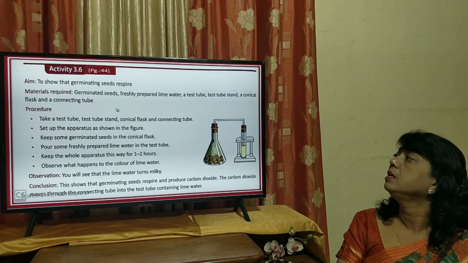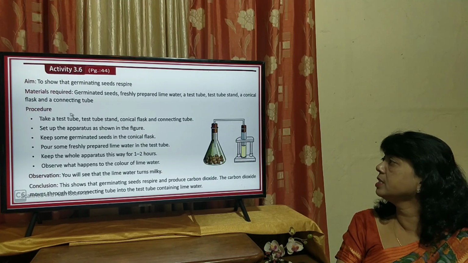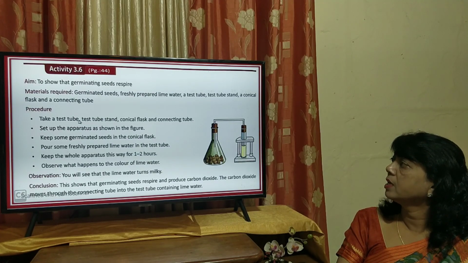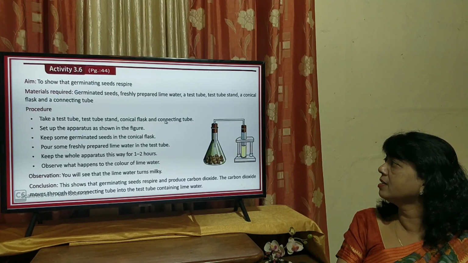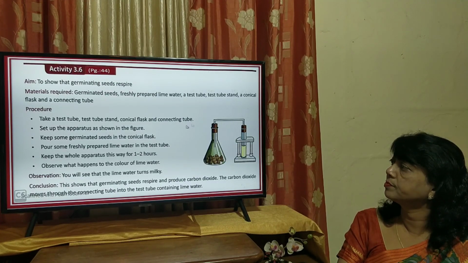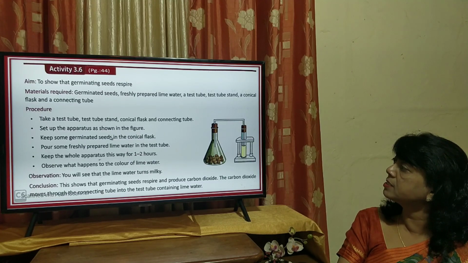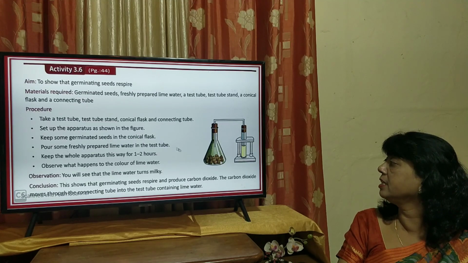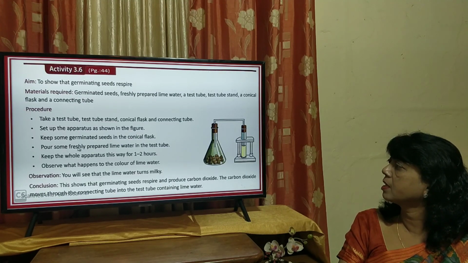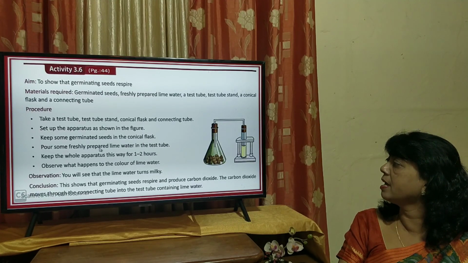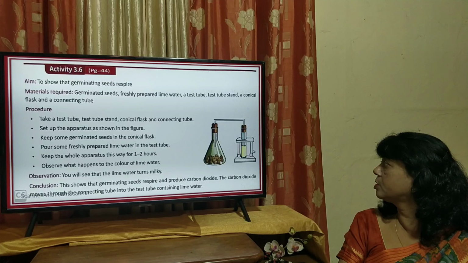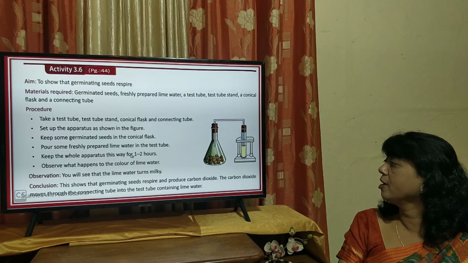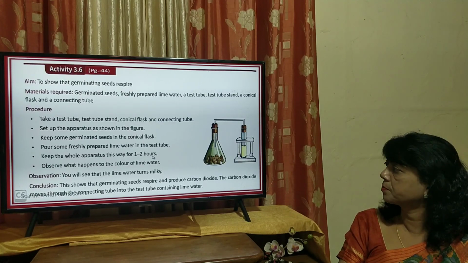The procedure for this activity goes like this: take a test tube stand, conical flask and connecting tube. Set up the apparatus as shown in the figure. Keep some germinating seeds in the conical flask like this. Pour some freshly prepared lime water in the test tube this way. Keep the whole apparatus this way for 1 to 2 hours.